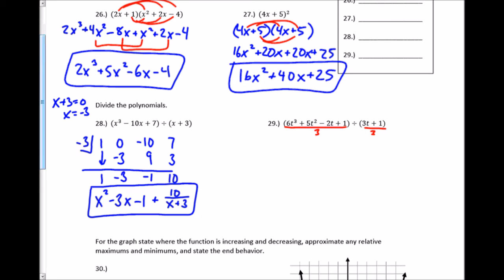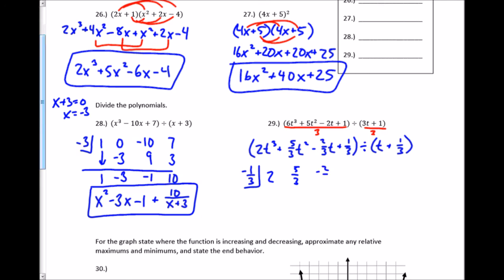So I'm changing it to this problem, a 2t cubed plus 5/3 t squared minus 2/3 t plus 1/3 divided by a t plus 1/3. So now I put a -1/3 in my box. I write down my coefficients in descending order, the 2, the 5/3, the -2/3, and the 1/3. Doesn't look like I'm missing any terms.